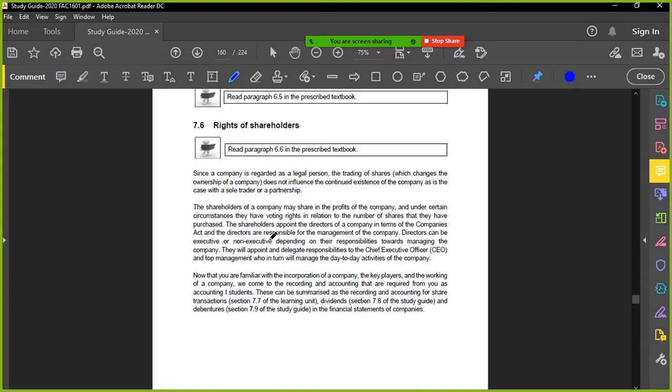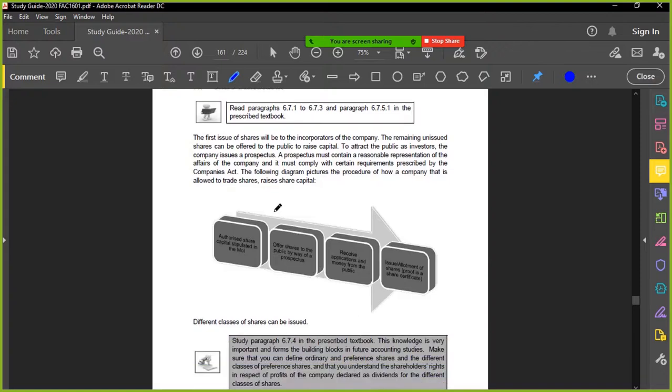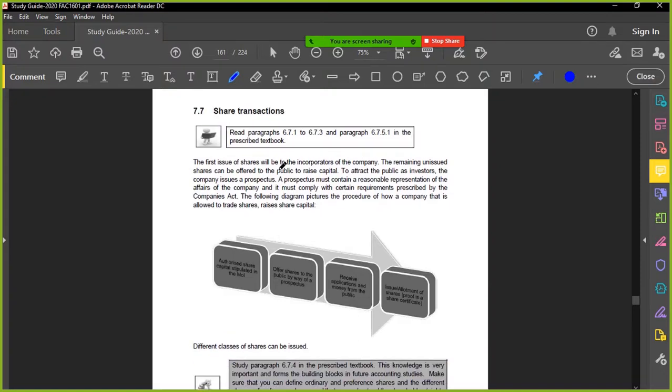Okay, that's what they've described here. They talk about rights of a shareholder. You have voting rights and you also have a right to profits or a share of the profit. There's the word dividend that I want to highlight and circle. Payout of profits. Okay, share transactions we'll look at next week when we look at example exercises, where you've actually got debits and credits.